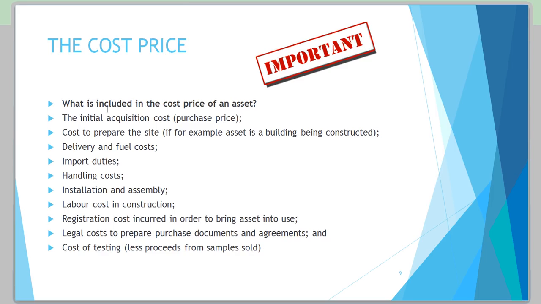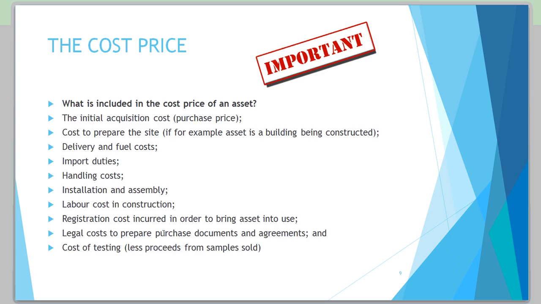We have the initial acquisition costs, which is the purchase price. Then also cost to prepare the site. This is for when it's a building that is being constructed. Then also any delivery costs or fuel costs, any import duties and taxes, any handling costs, installation or assembly, labor costs in construction. So when you have laborers who are building the building, the cost of their wages may be capitalized. Then registration costs incurred in order to bring the asset into use. Then also legal costs to prepare any purchase documents and agreements, and the cost of testing.